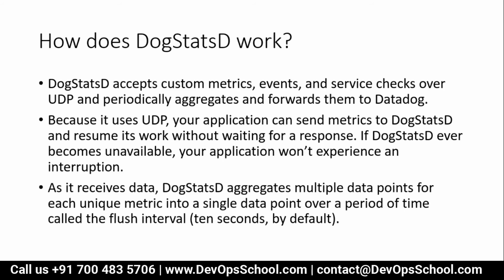So now how does DogStatsD work? Let's understand a little bit of this one also. DogStatsD accepts the custom metrics, events, and service checks over UDP and periodically aggregates and forwards them to the Datadog API. Because it uses UDP, your application can send metrics to DogStatsD and resume its work without waiting for a response. So it's a one-way communication. If DogStatsD ever becomes unavailable, your application won't experience any interruptions also.